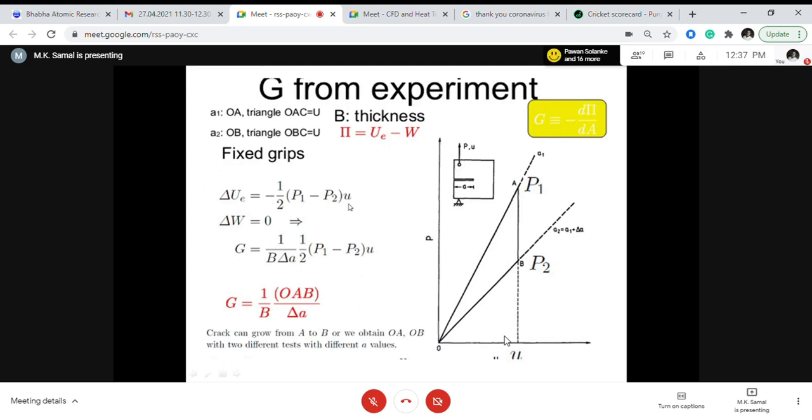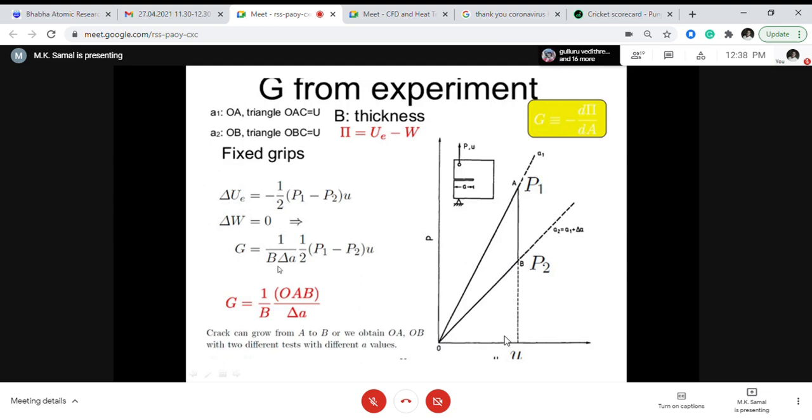And what is the work done by forces? Because here there is a fixed grip, u does not change, so the work done, which is always the integral of F dU, is zero since delta u is 0. So for a fixed grip, the external work done is zero in this case. So now the potential energy Pi is nothing but UE, so G becomes minus dUE divided by dA. And what is the area? It is how much area is created.